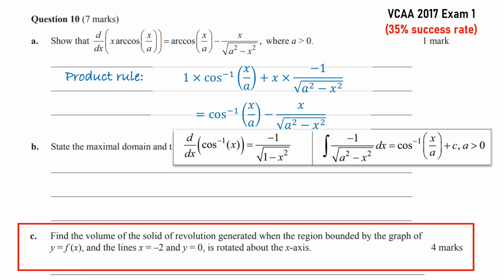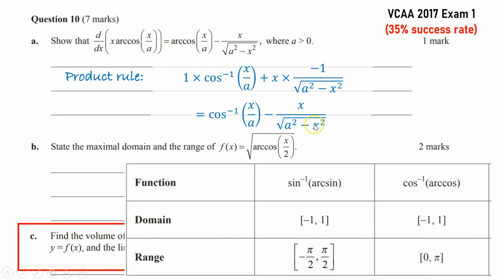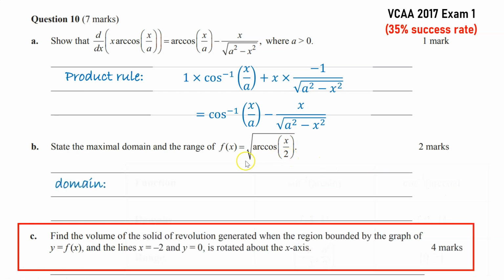Part B was about the domain and range of this function. And again, the formula sheet comes in really useful because they give us the domain and range for inverse cos or arccos. We just need to adjust it for our function. So for the domain, we've got an x over 2 in there, which is going to mean our domain is going to be -2 to 2 instead of -1 to 1. And for the range, we just need to consider that we're square rooting the inverse cos. So instead of 0 to pi, we're going to have 0 to square root pi.